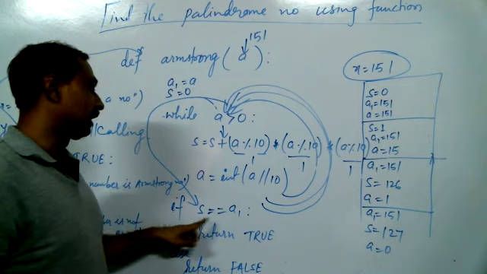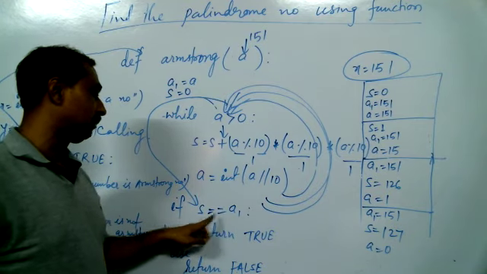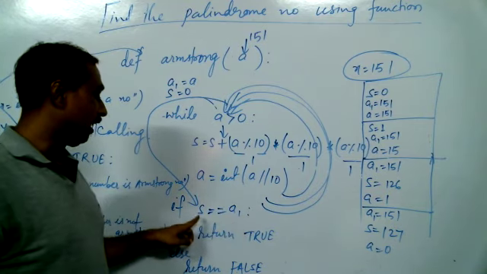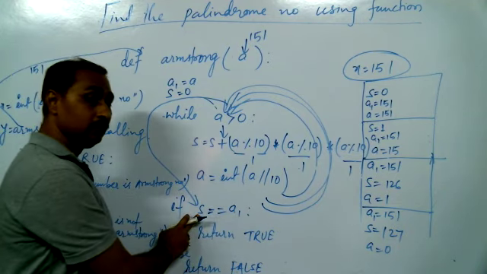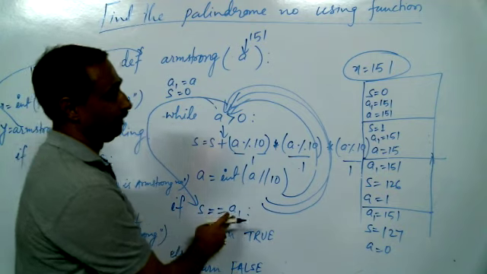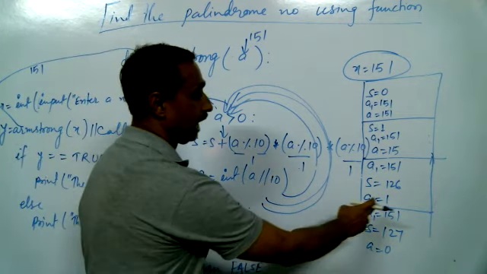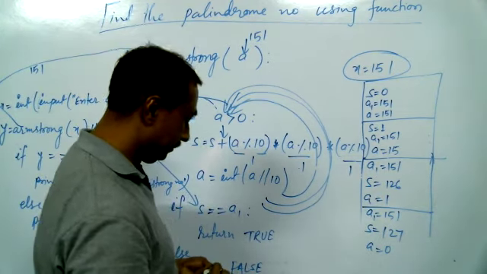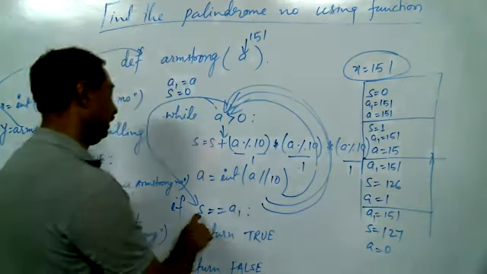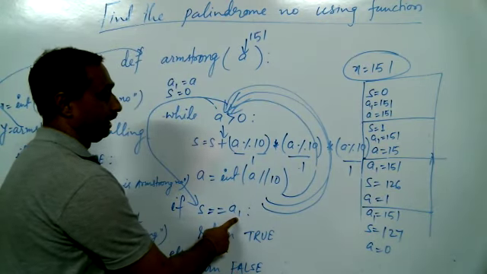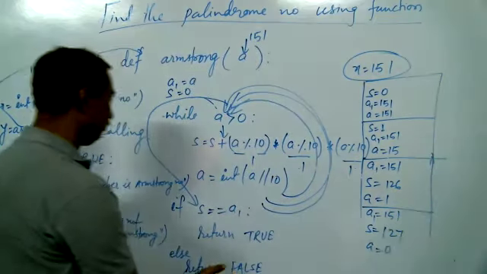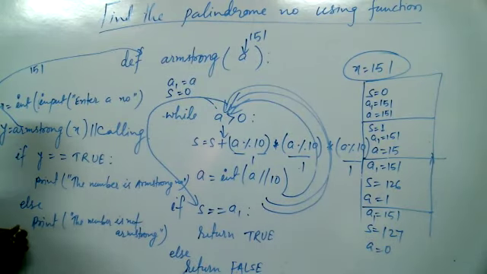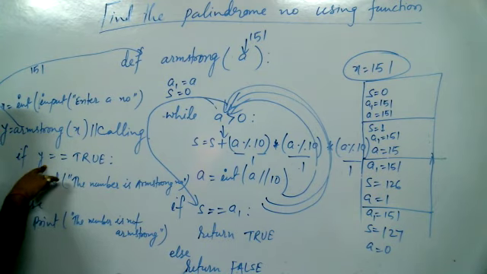And this if condition statement will be executed if S equal to A1. The sum is there in S, so this will be compared with the copy which is unchanged. Okay? So when we compare S with A1, the result is not matching, so it will return false, and Y will get false.